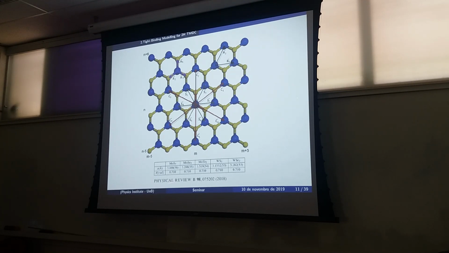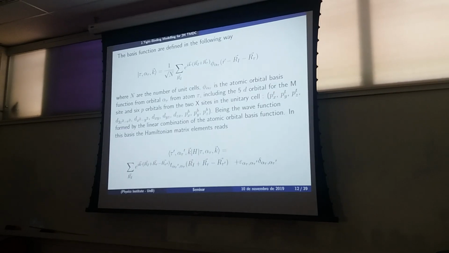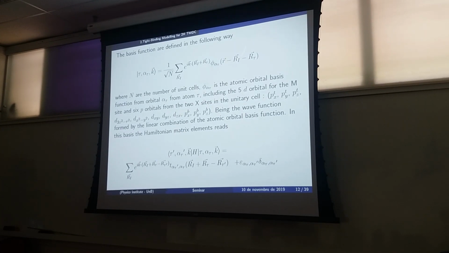And here are the lattice constants we get from crystallographic data. From the DFT, there is a little difference, but it doesn't change our main properties. Only one small change, basically. So here I talk about the basis functions of tight-binding. This is the atomic orbital, okay? This is the position of the unit cell. This is the position inside the unit cell.